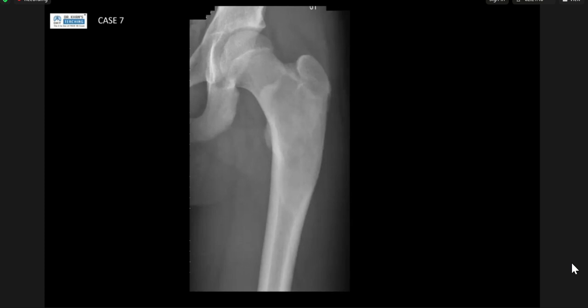I will be going with fibrous dysplasia, more likely for me. Also in this region, one of the fibrous lesions comes in this region. It is not an aggressive lesion. This is a benign one.